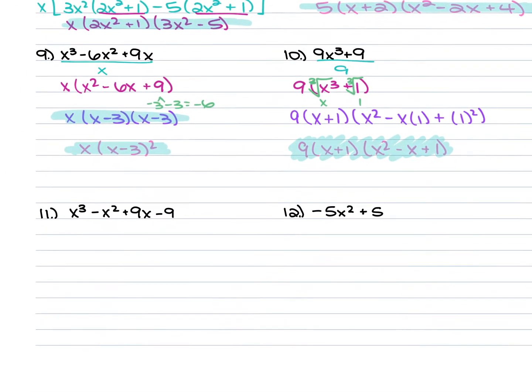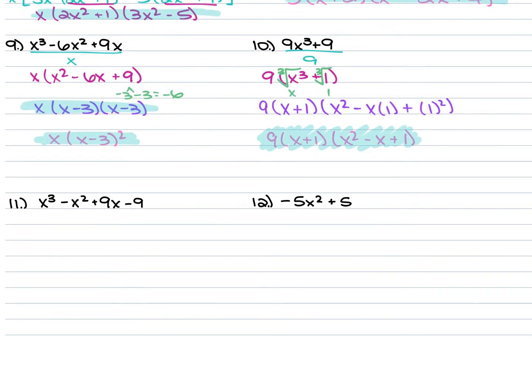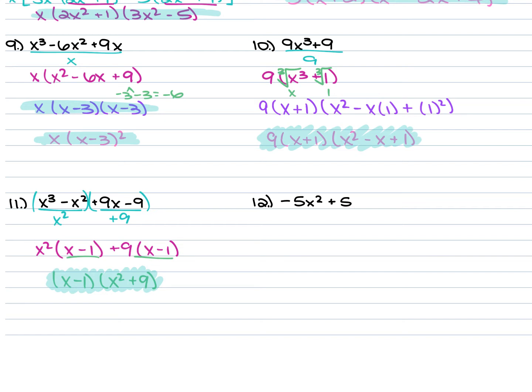For number 11, you're given x cubed minus x squared plus 9x minus 9. We have 4 terms on this one, so we're going to factor by grouping. From the first 2, we're going to factor out an x squared. From the last 2, we're going to factor out a 9. This is going to give us x squared times x minus 1 plus 9 times x minus 1. Your two sets of parentheses are the same, so we write this as x minus 1 times x squared plus 9. You cannot do anything else with this since you do not have a difference of squares with that x squared plus 9. So that is your answer.